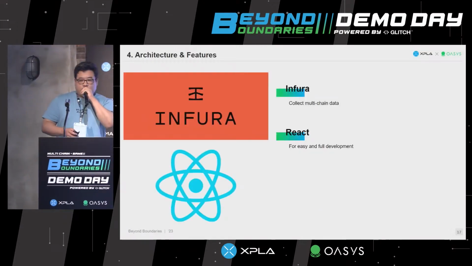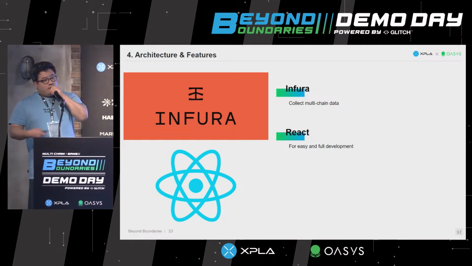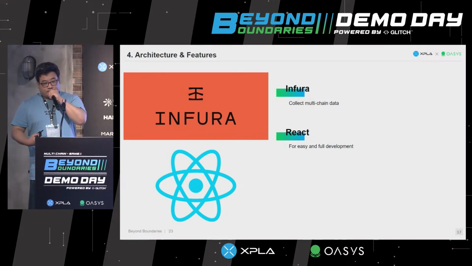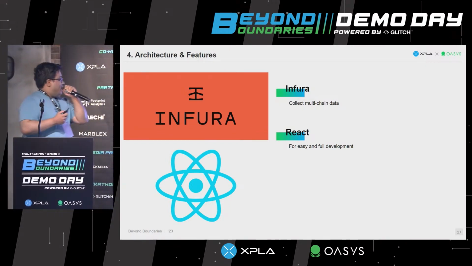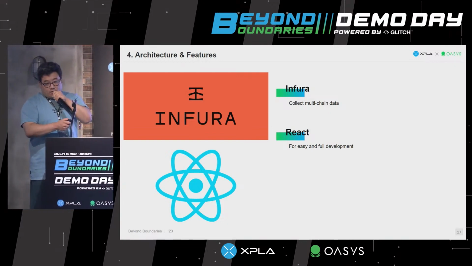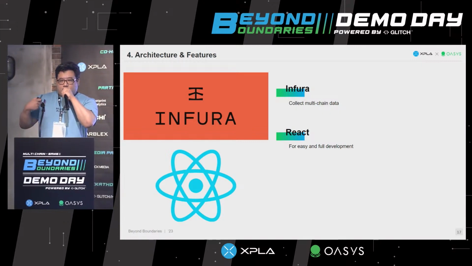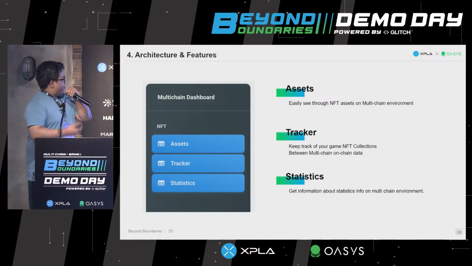So what I used to build this product is first Infura. Infura provides APIs to collect and aggregate user data through EVM systems. So I used Infura to collect data. And next, I use React so I can easily develop and continue developing on it with some kind of open source system.